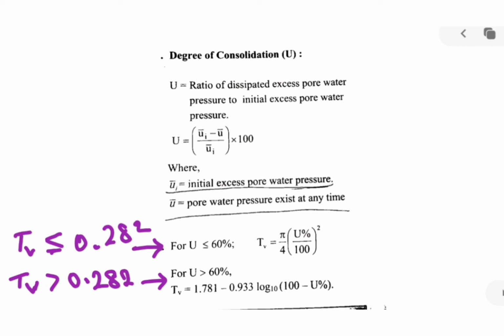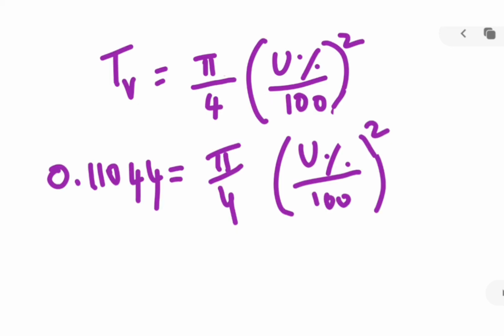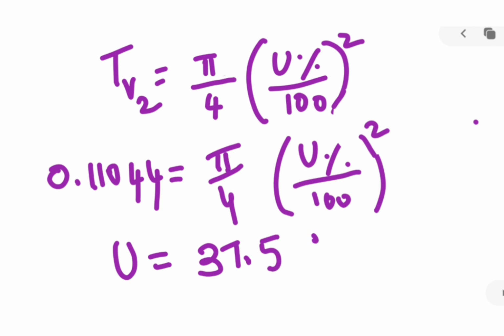In our question, TV2 we got is 0.11044, so this condition is satisfied. The TV value is less than 0.282. Hence, we take this formula, substitute TV2, and find U, the degree of consolidation, that is, the percentage of settlement. For that respective TV2 time factor, the degree of consolidation U is 37.5, and whatever value you got, that is in percentage.